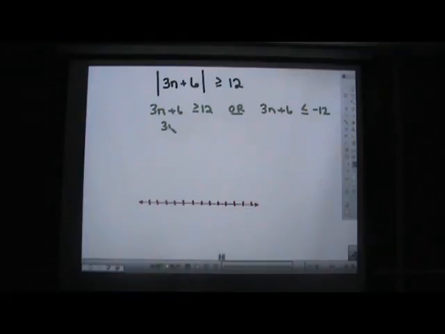So we'll subtract 6. 3n is greater than or equal to 6, divide by 3, n is greater than or equal to 2. We'll bring our word or down, go solve the other one. Subtract 6, 3n is less than or equal to negative 18 when you subtract 6. Divide by 3, n is less than or equal to negative 6. So now we're going to look at this and see where our graph's going to go.